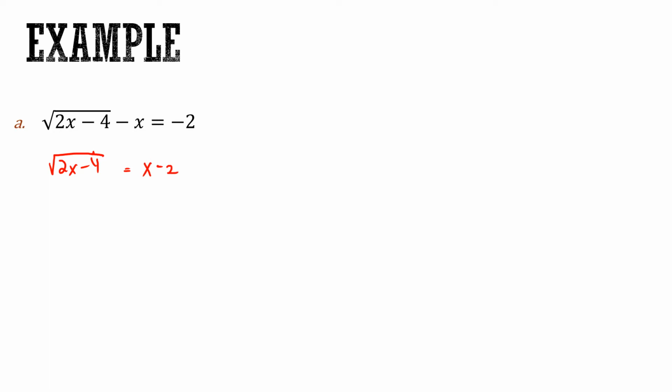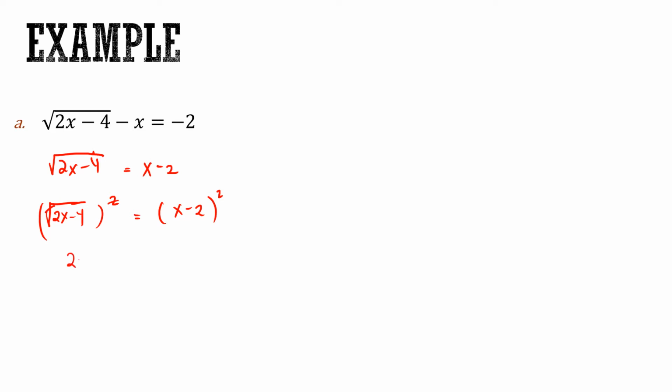The next step is again to eliminate the radical sign by squaring both sides. So we got square root of 2x minus 4, squared, is equal to x minus 2, squared. So we can now eliminate the radical. What is left is 2x minus 4.